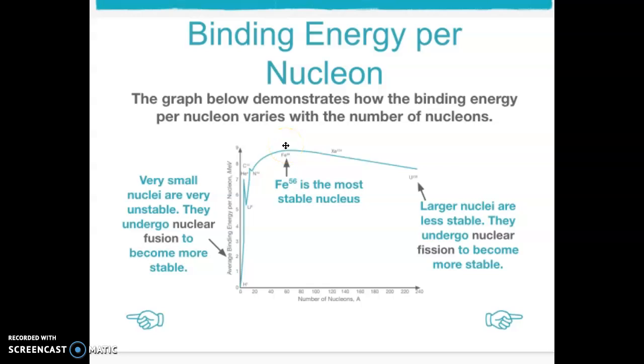And then as we get bigger than that, we start to go down again. And these become less stable. And yes, now we're on the side of the graph where we approach areas of fission. Larger nuclei are less stable. They undergo nuclear fission this time to become more stable. So, a typical question you would get at the IB is to label a graph like this one with uranium, which would be on this side, hydrogen, which would be on here, and iron right at the top, which is the most stable element.